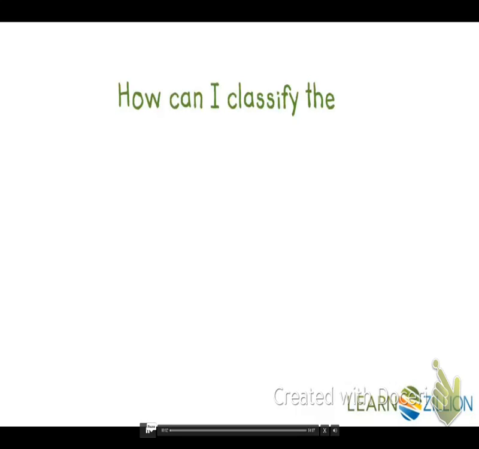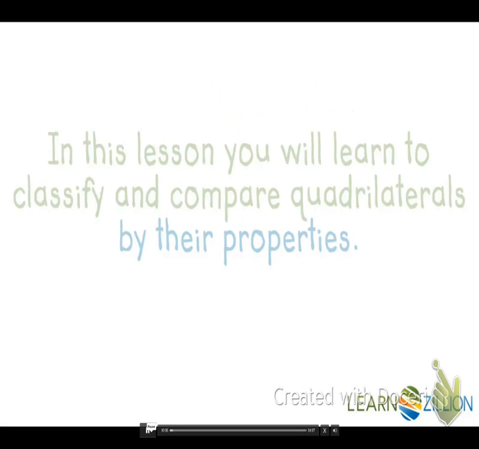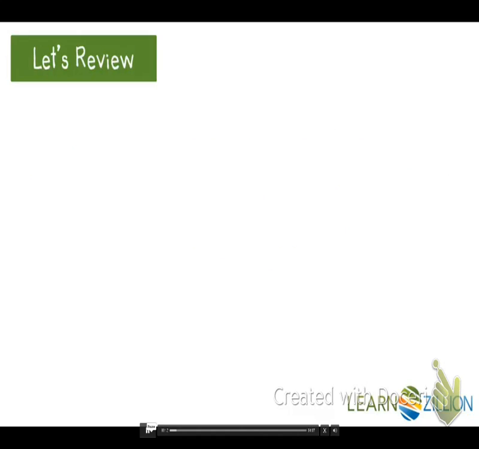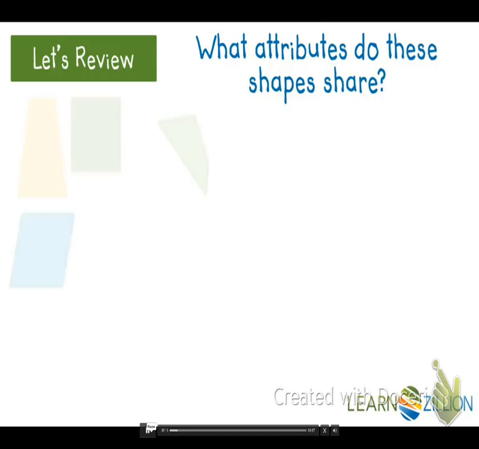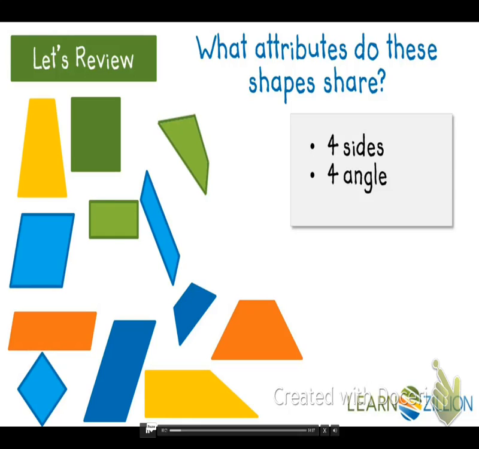How can I classify these quadrilaterals? In this lesson, you will learn to classify and compare quadrilaterals by their properties. Let's review. What attributes or properties do these shapes share? They all have 4 sides and 4 angles. They're all called quadrilaterals.